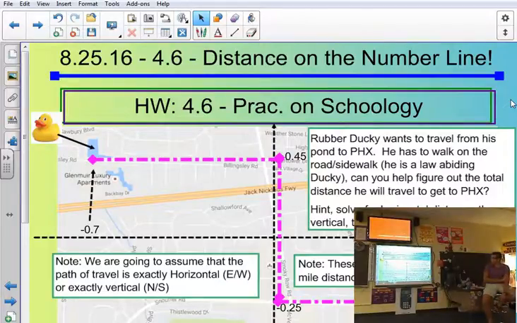Now, Rubber Ducky is only going to take the road or sidewalk because, you know, he's a good law-abiding ducky. And these are real distances. Thank you to Google Maps. These are actual distances on here.